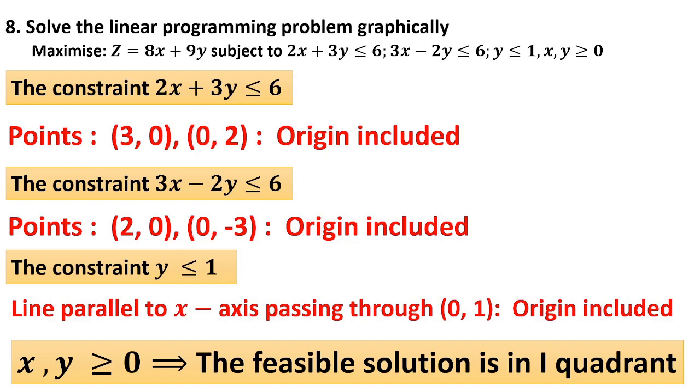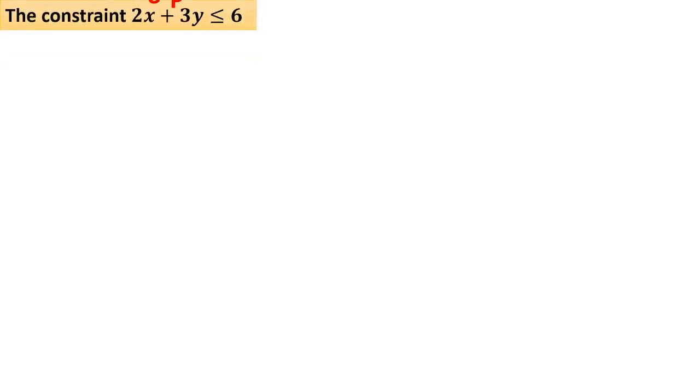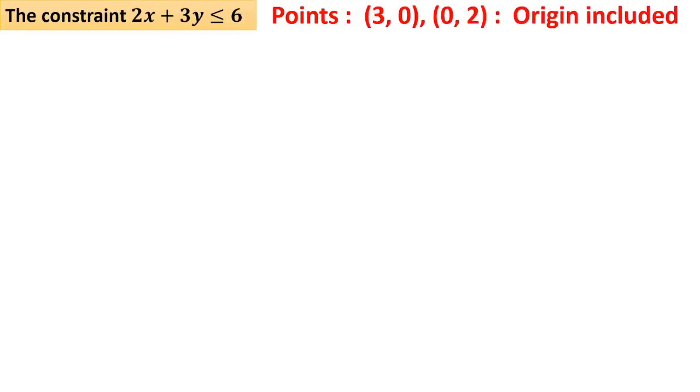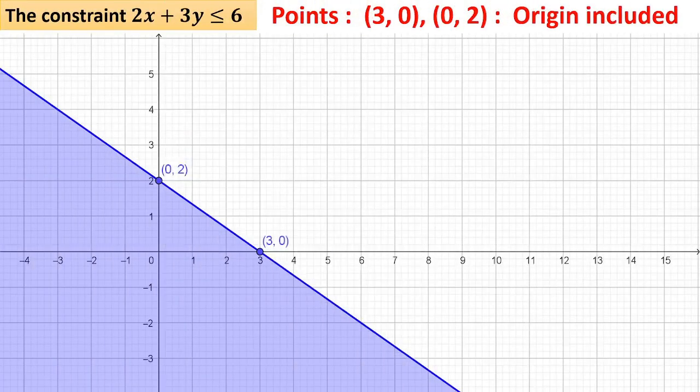No issue. Now let me show you the constraints one after the other in a graph. This is the constraint now. Points are this, and origin included. Now this is the line, and the region is going down because origin is included.